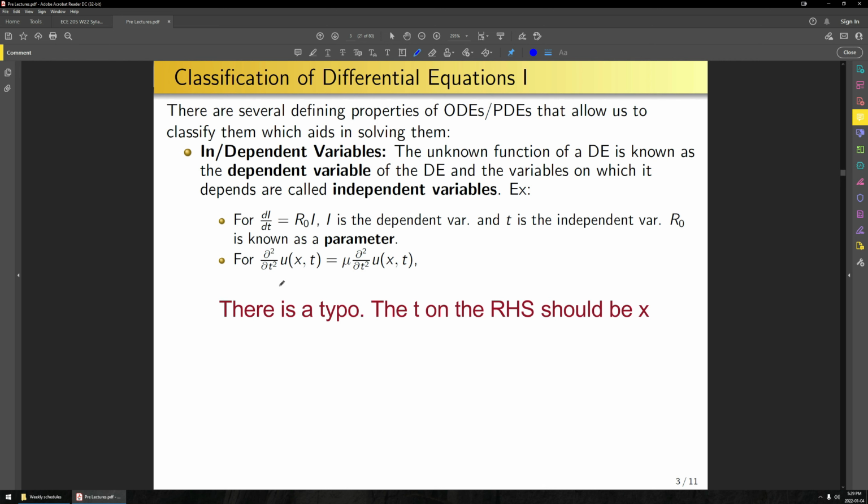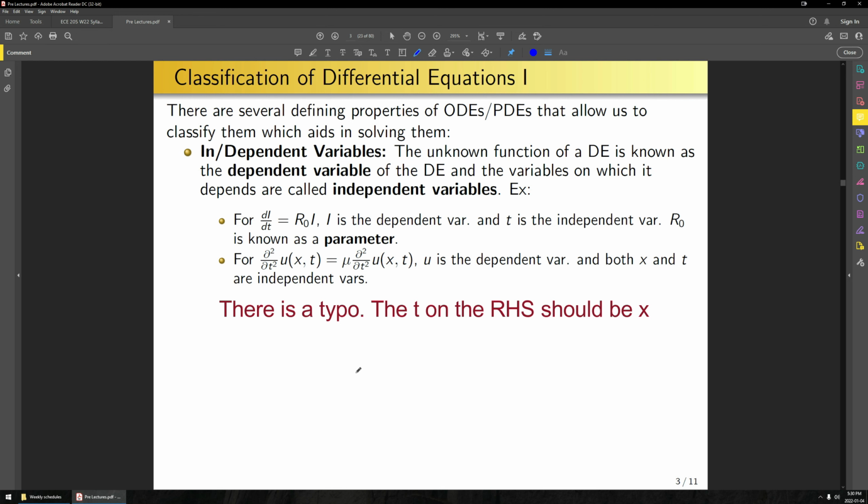Well, it's going to be the thing that I want to solve for, and the thing I want to solve for is u. So u will be the dependent variable. What about the independent variable? Well, it's kind of a trick question. There's two variables here, x and t, that u depends on. So both x and t are going to be independent variables.